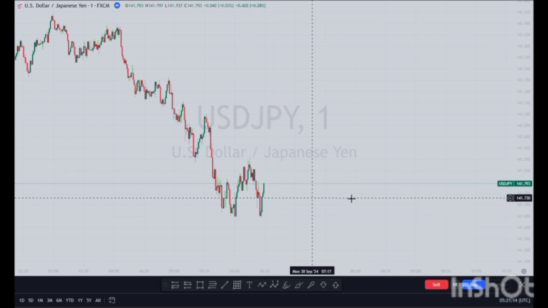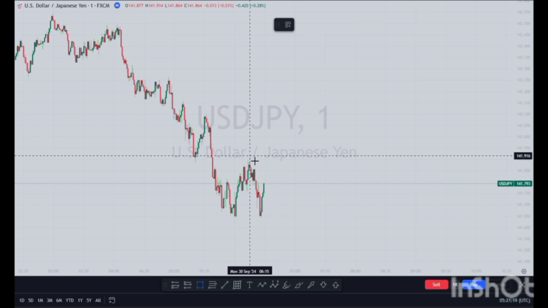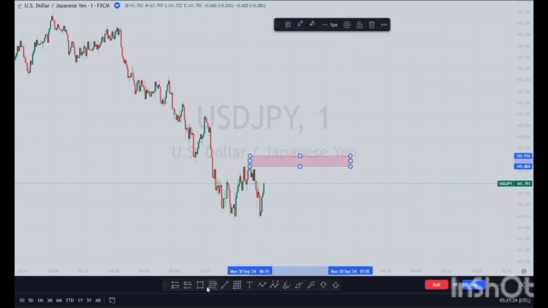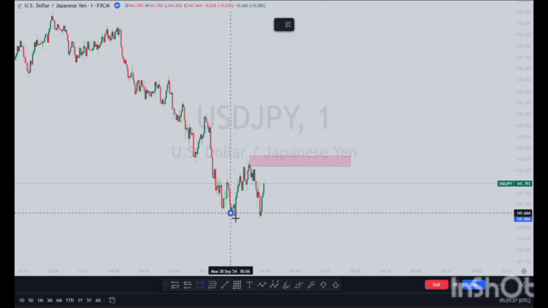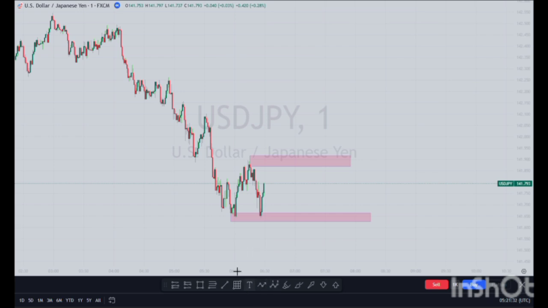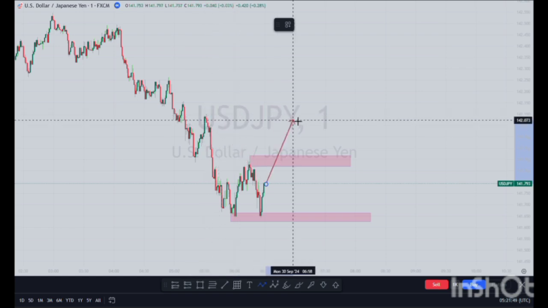So right here we are going to just be marking out a few zones. First, I want to mark out this zone right here, the neckline. So the next zone I'm going to be marking out are these two zones, the first bottom and the second bottom. So guys, you want to pay close attention to that. So right here we are to expect price to move upward to break above this neckline, and then possibly break above this zone too.